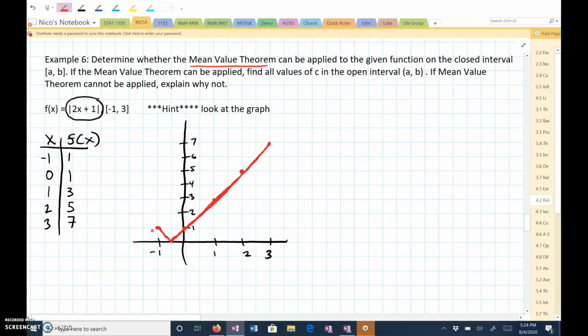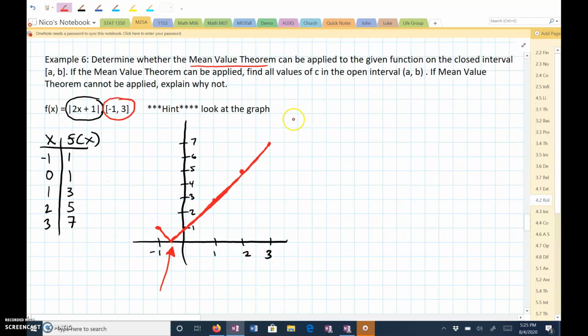Okay. And this would fail the mean value theorem because the mean value theorem has to have two conditions. One, it has to be continuous on the closed interval from negative 1 to 3. And the second condition, it has to be differentiable on the open interval from negative 1 to 3. And you can see here, this is a sharp point, so it is not differentiable there.